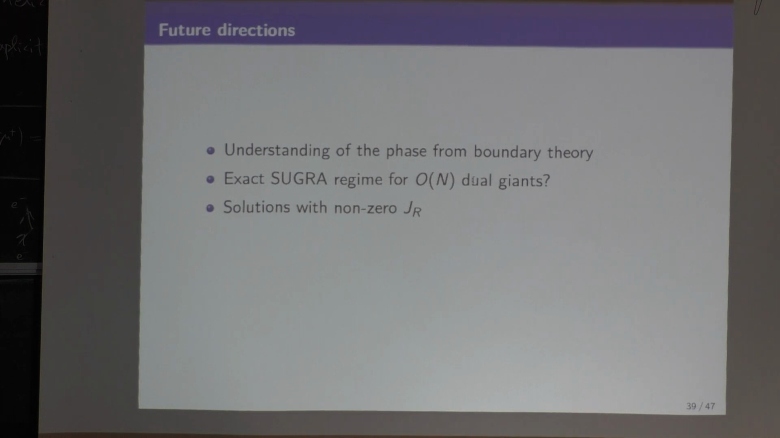Then we also consider a simple situation where J_R was non-zero. So if both the angular momenta are non-zero, then the situation becomes a bit more complicated.